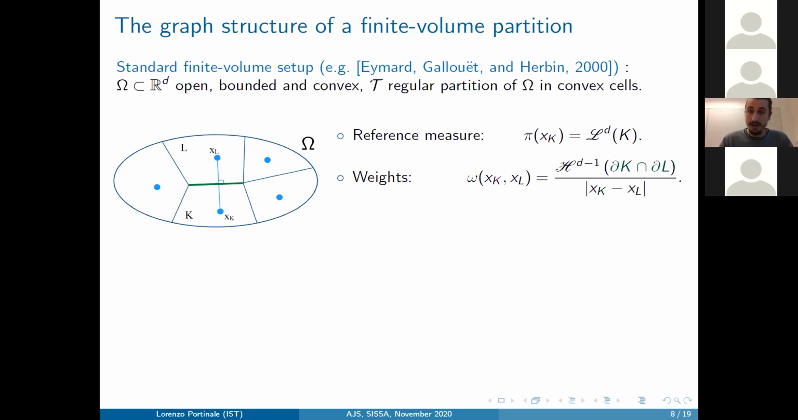I need to choose the weights. Weights is a bit more tricky. So first of all, we say that 2 points are connected by an edge if they are adjacent. Adjacent, I mean the fact that they share an interface, like in this picture. Okay, and then the weight on this edge is proportional to the measure of the surface of the intersection, this intersection of the boundaries. And it's also inversely proportional to the distance of the points.